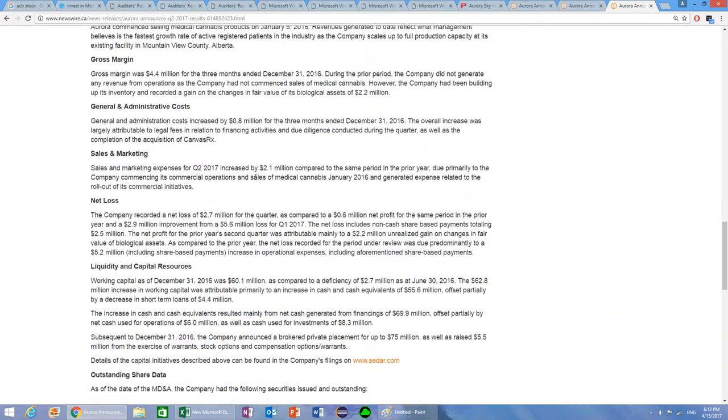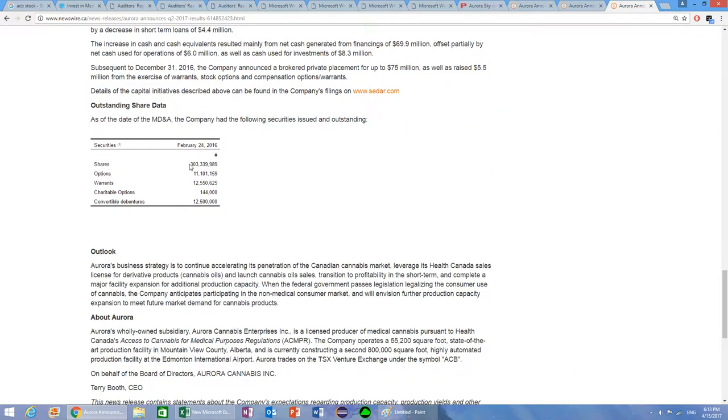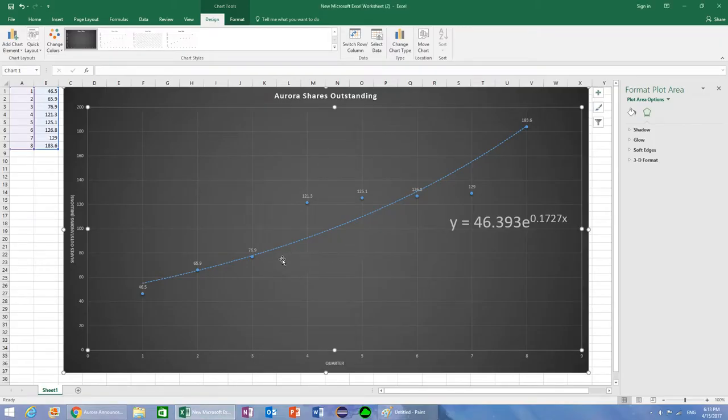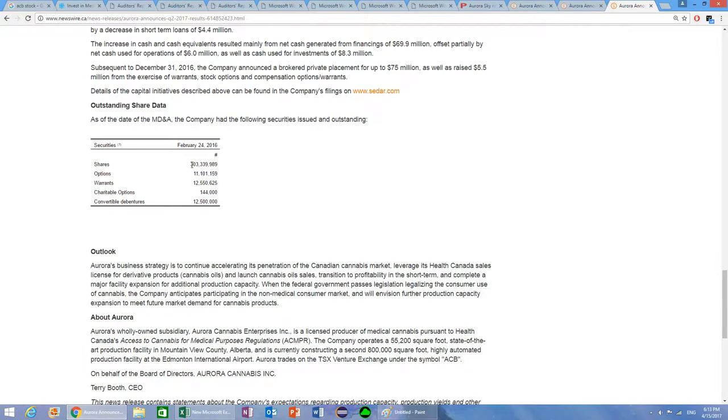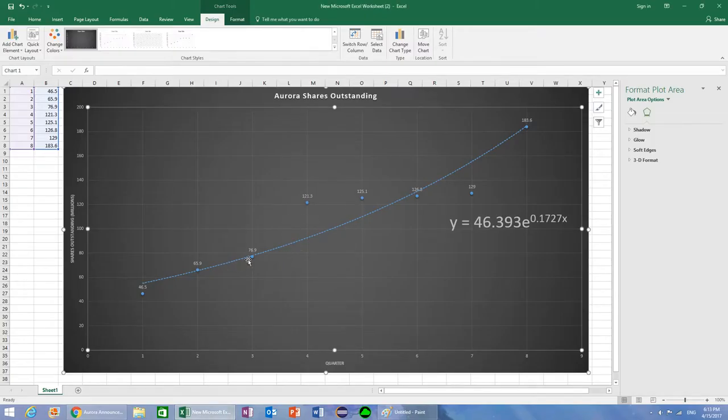Anyways, as I'm making this video, Aurora currently has about 300 million outstanding shares, and in my graph of 2015 and 2016, we have all these data points, which then creates a trend line, and the trend line captures this current value fairly well. By the way, these are quarters, so quarter one of 2015, quarter two of 2015, and so on, and this is the number of shares in millions.